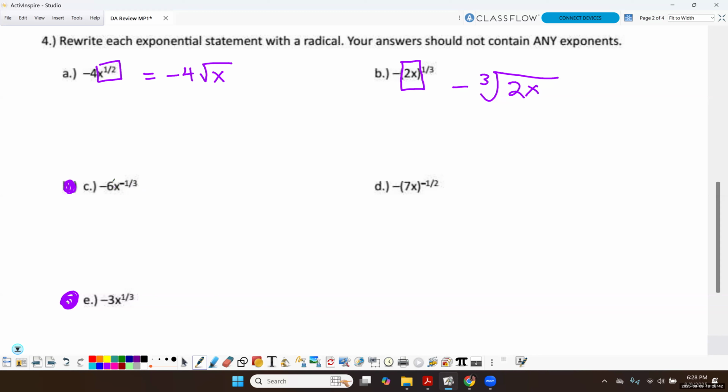For letter C, I want to be really, really careful. Again, what is the exponent on? It is just on the x. So that -6 is just chilling in the wind. Now, I noticed that the exponent is a negative exponent. And because it has a negative exponent, it's going to go into the denominator. So it's going to be -6 over. The negative goes away, and the 1/3 becomes a cube root.